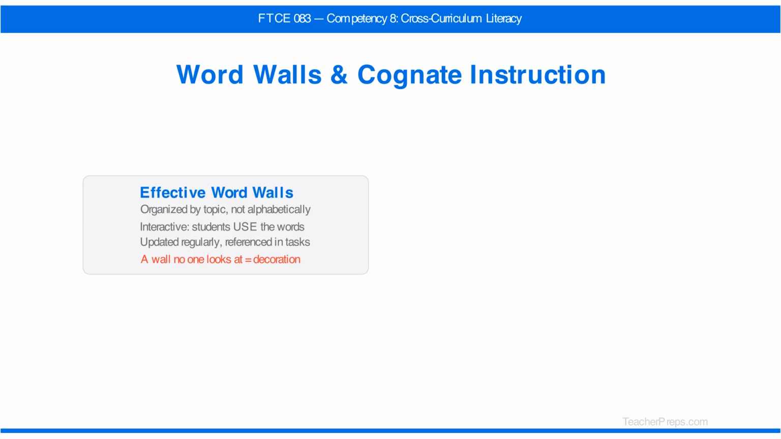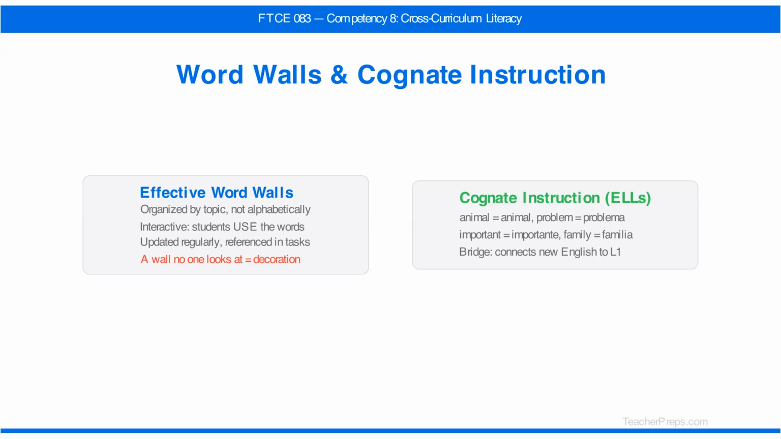A word wall that students never look at is just a decoration. The effective practice is to actively direct students to the wall, quiz them using the words, and update it regularly.